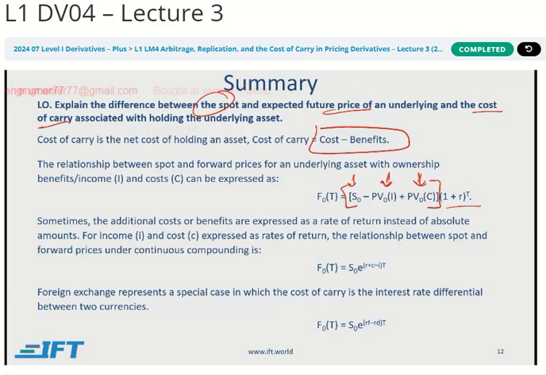if it is discrete. In the case of continuous compounding, we take the spot price and multiply it by e to the power of (r plus the cost minus the income yield) multiplied by T. In the case of foreign currencies, we take the spot price multiplied by e to the power of, instead of r, the differential between the r of the domestic currency and the r of the foreign currency, multiplied by T, and that is how we get the future price for a foreign currency forward. And that is it for this learning module.